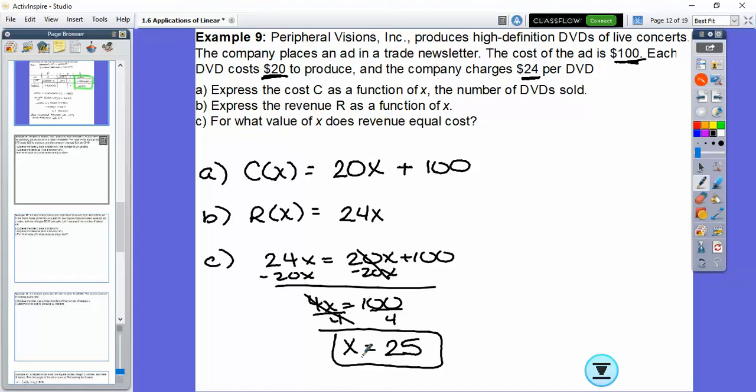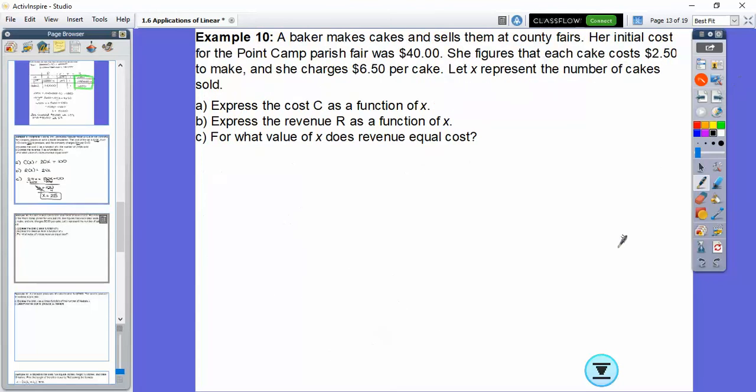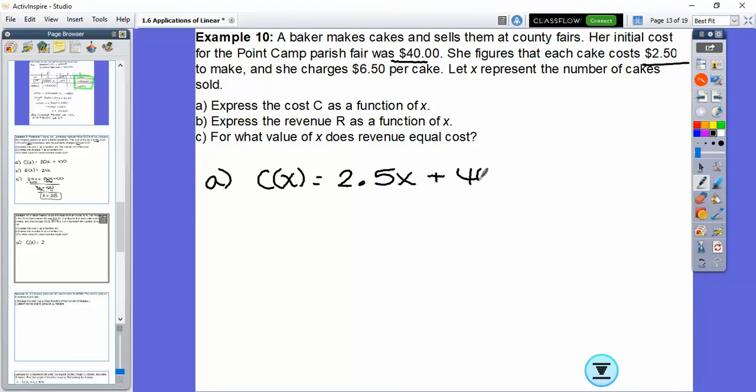Is that one okay? I'm going to give you one very similar, and I want you to try it on your own. So your cost, her initial cost was $40, and each cake cost $2.50 to make, so it would be 2.50x plus the 40 for the one-time cost.